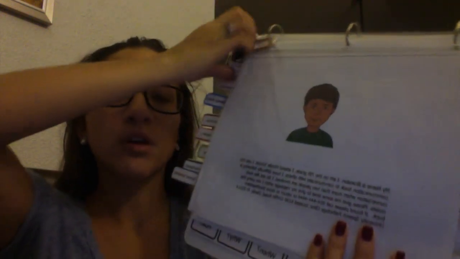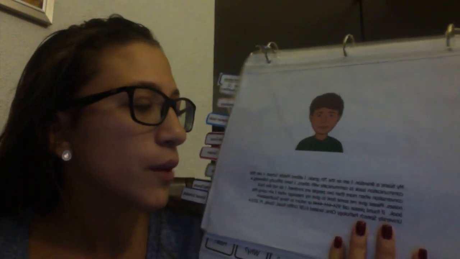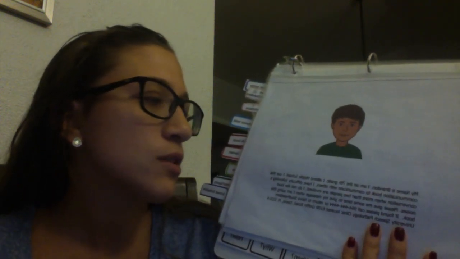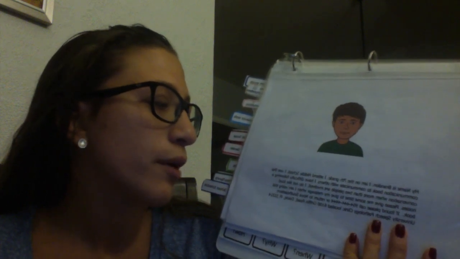The first page of my communication book is an introduction page, and I didn't include too much because I also have an all about me page. So in here, I included something about Brandon, such as, my name is Brandon, I'm in the 7th grade, I attend middle school, I use this communication book to communicate with others, I have difficulty following conversations when more than 2 people are involved, I do not like loud noises, please give me some time to give my message when I am using this book. If found, please call, and I provided a phone number and an address of where the book can be returned.